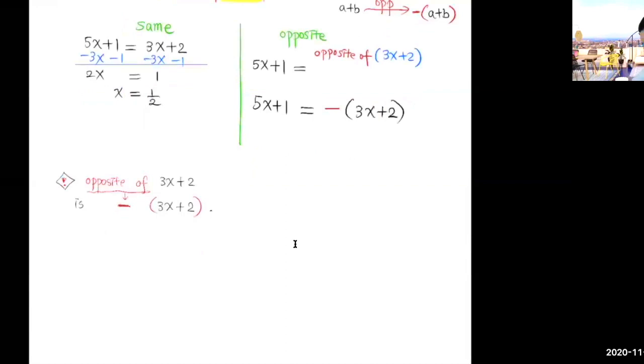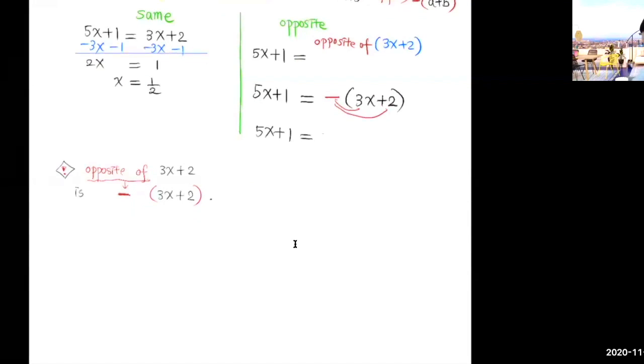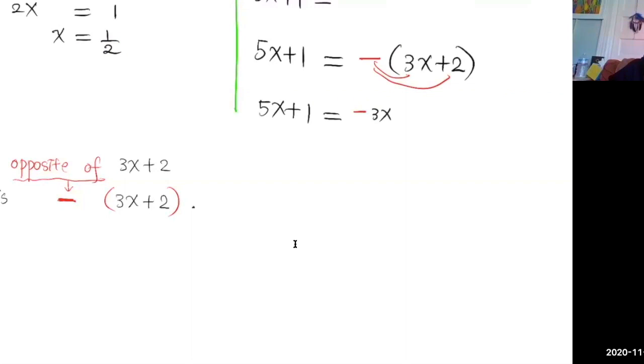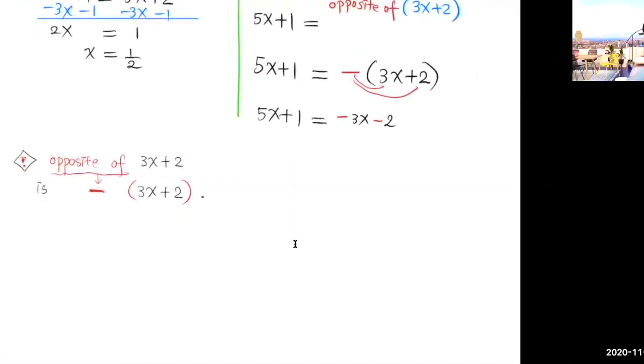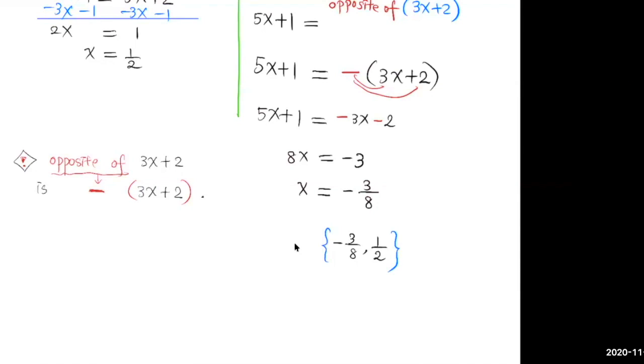To solve this, we distribute. So we get 5x plus 1 equal to negative 3x, and then minus 2. Solving this, what does x equal to? So you add 3x to both sides. Then you get 8x. And then you subtract 1 on both sides, so you get -3 on this side. So x equals -3 over 8. So you get two solutions. Now if you want, you can put them in brackets. So you have -3/8, comma, and then 1 half. Okay, that's good? Yes. All right, great.